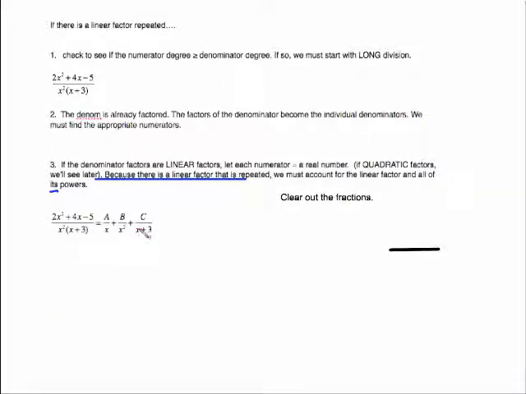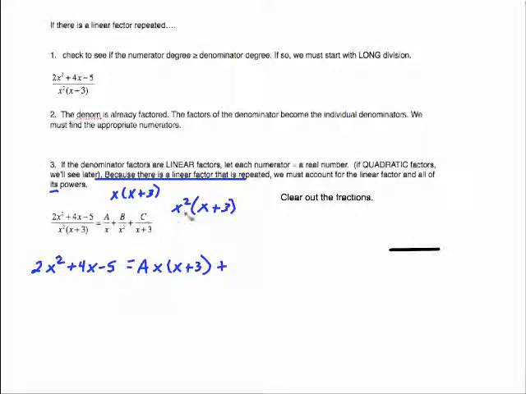Now, we're doing the usual. We want to clear out the fractions. We need to multiply by the common denominator, which is x squared times x plus 3. I'm just going to write it on the one side because you know x squared times x plus 3 cancels with that. So over here on the left side, you have 2x squared plus 4x minus 5. Now to do this canceling over here, we can look at the fact that x is contained within x squared, and we end up with x times x plus 3 times that A that's already there. So that part becomes Ax times x plus 3.